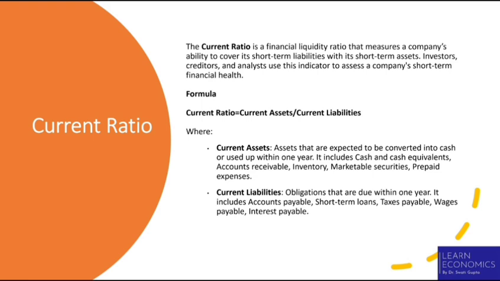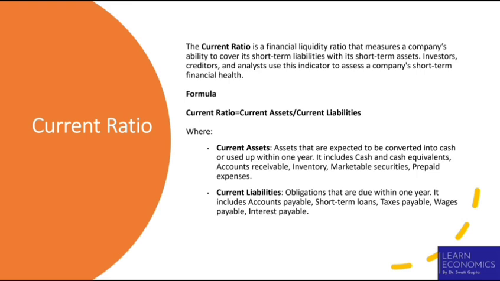The current ratio is a financial measure that tells us whether a company can pay its short-term debts using its short-term assets. It shows if a company has enough resources to handle its immediate financial obligations. The formula for current ratio is equal to current assets divided by current liabilities.